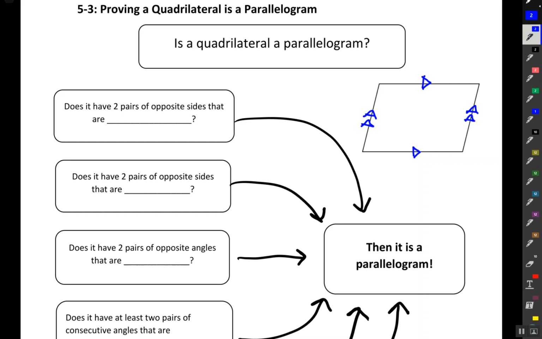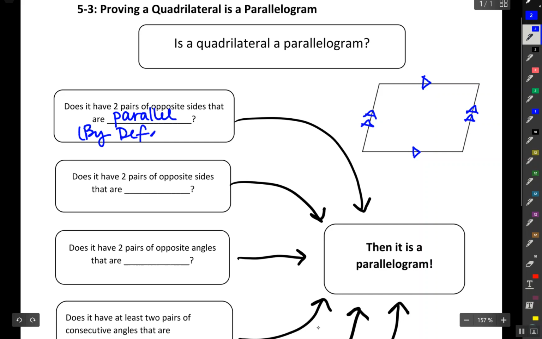Does it have two pairs of opposite sides that are parallel? And if the answer is yes, then you're done. Yes, it is a parallelogram. And remember that this is by definition. Okay, that's definition for abbreviation. Okay, so that's the easiest one.